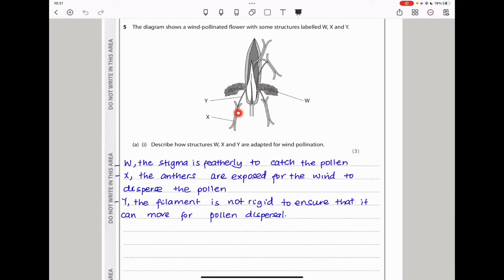When we see the anthers here, they are exposed, meaning the wind is able to blow the pollen from the exposed anthers. And then here for Y, we can see this part here, which is the filament, attached to the anther. So the filament is not rigid. This ensures that it can be flexible for the wind to blow the whole thing, in order for this pollination to occur more efficiently by the aid of wind. So the 3 would earn you 3 marks.